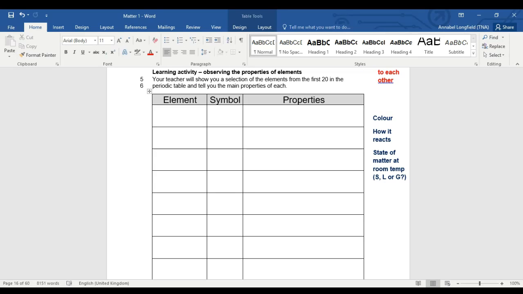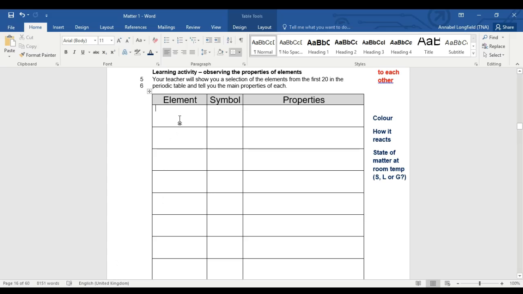Now, if you had any issues listening to that video, then you can search up the video yourself. It is done by Fuse School on YouTube, and you just need to add sulfur when you search, and it should then come up with the video. So you can just watch it on your own, and it's a longer video, so it includes a lot more information, but the parts that I included in this video are the properties that you definitely need to write in your table. So this is what your table should now look like.